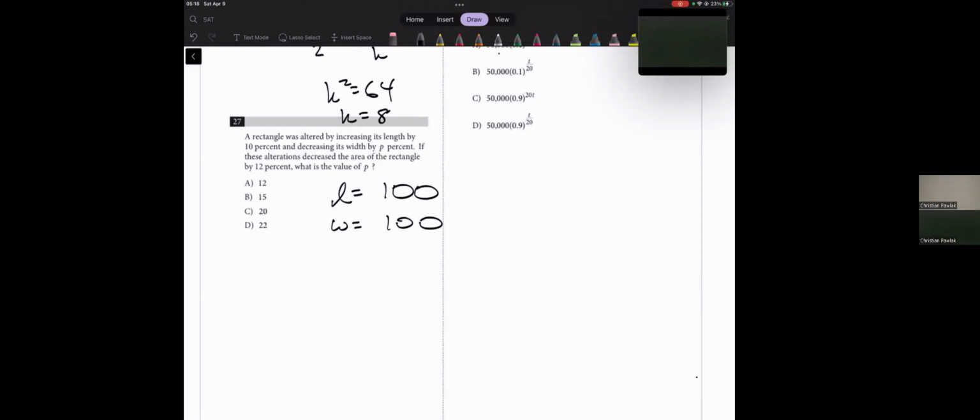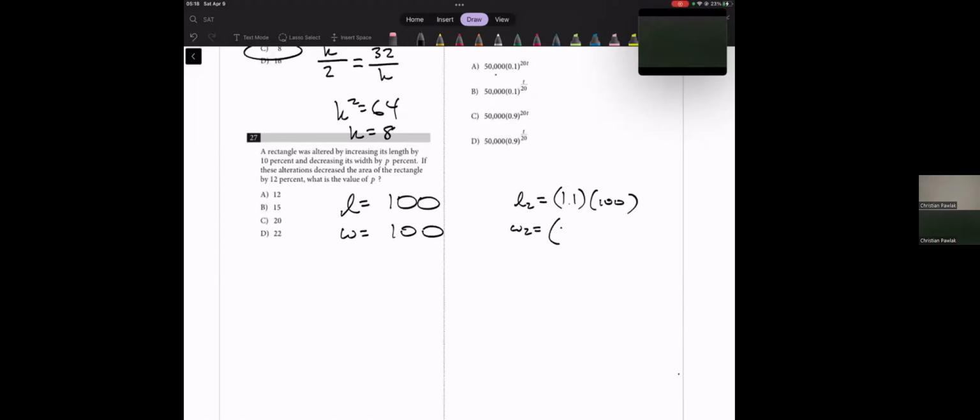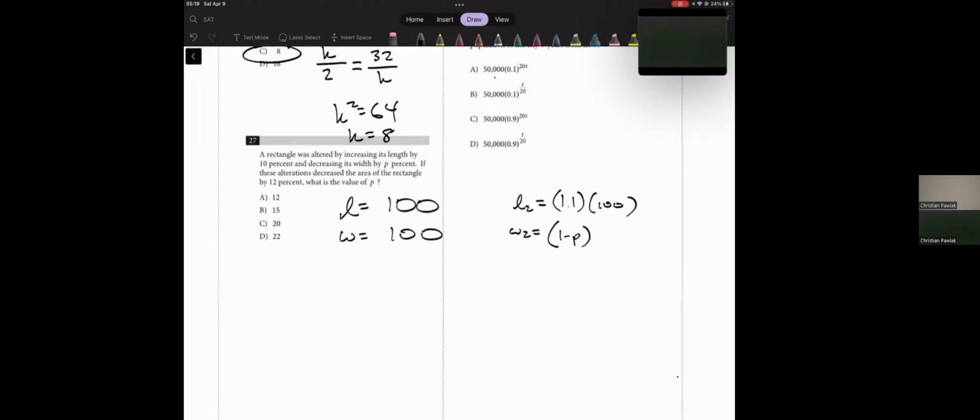Okay, so the length is increased, so the new length, I'm going to call it L2, is increased by 10%, so that's 1.1 times 100, because 10% up means add 0.10 to 1. And the new width is decreased by p%, so that means 1 minus p. Again, if I'm discounting something at the store, if I take 20% off, I'm really only paying 80%, right? 1 minus that percent times the 100.